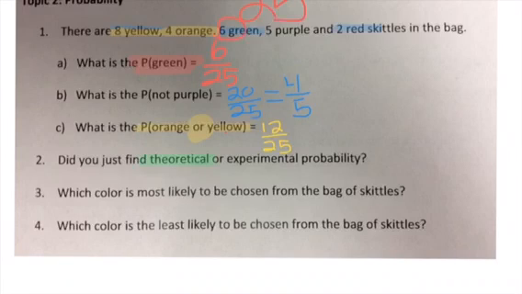Number 3, which color is most likely to be chosen from the bag of Skittles? So which color has the highest probability of being pulled? Hopefully you're saying yellow, because yellow has the most. Which color is least likely to be chosen from the bag of Skittles? Well, that one would be red, because there's the least amount of red Skittles.